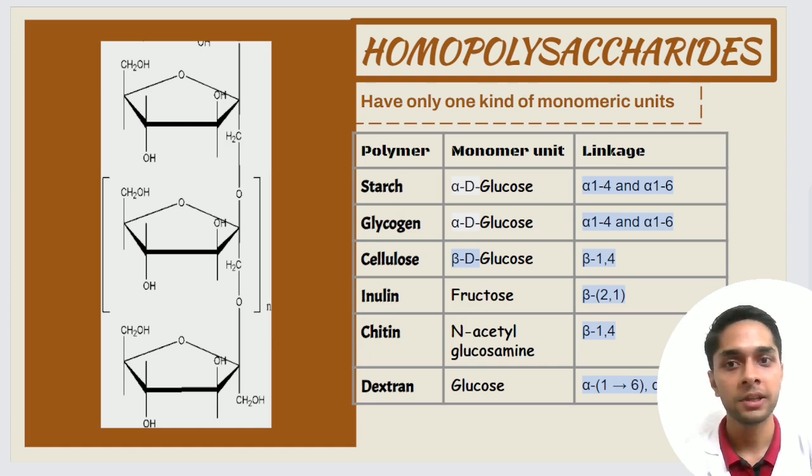Now we have to note here that starch and glycogen have a similar kind of linkage. Even then they are different compounds because they differ in their branching structure, where glycogen is more heavily branched.